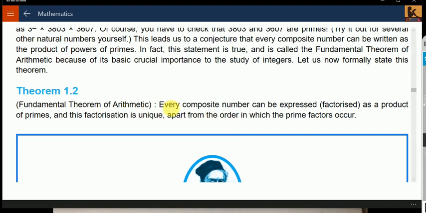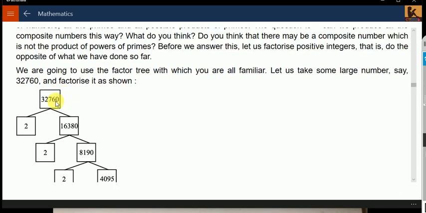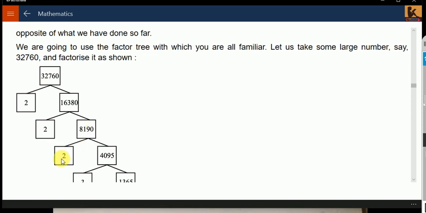Let's take an example over here itself. It is 32,760. So we have to factorize it. First we are dividing it by 2. 2 as a factor we are considering. It becomes this. Then again this is an even number, so we take 2. It becomes this. Then again we divide by 2 as it is even, and it becomes this.